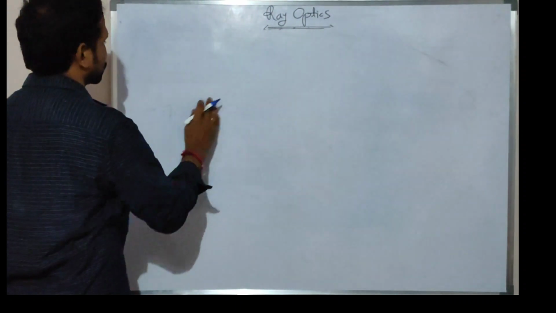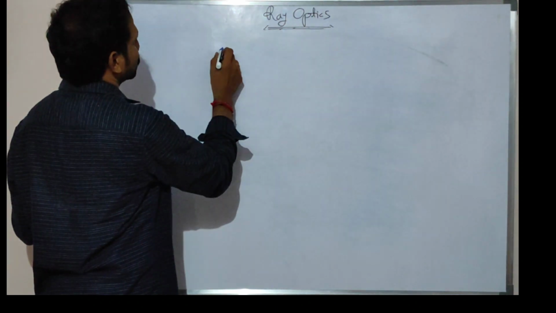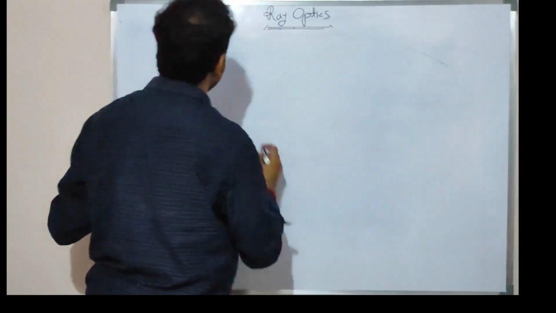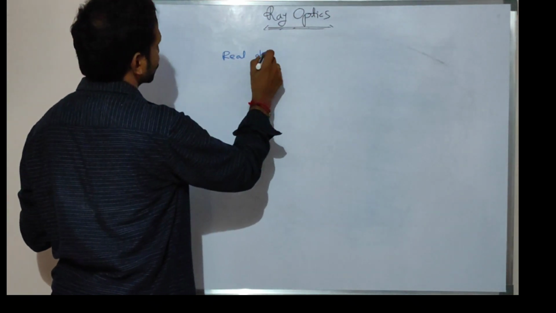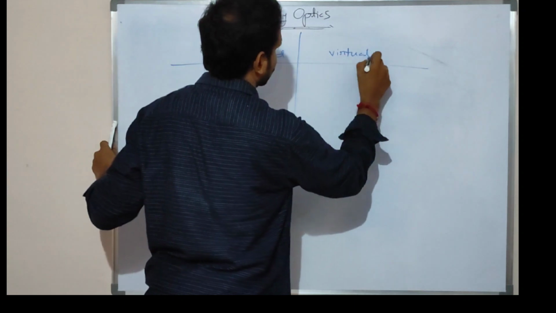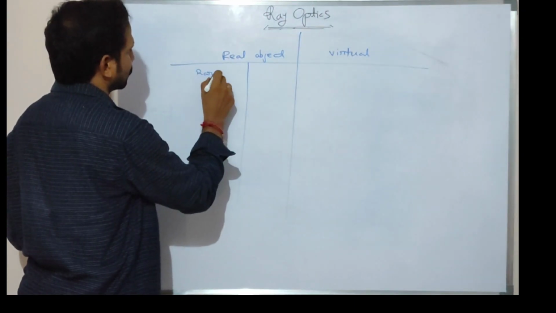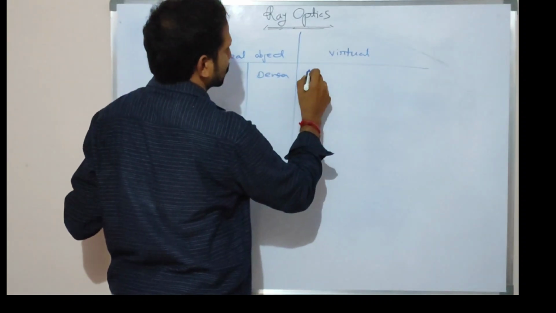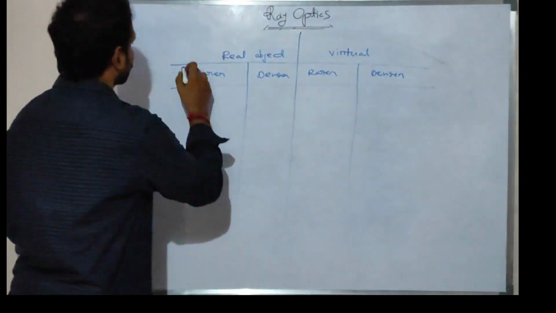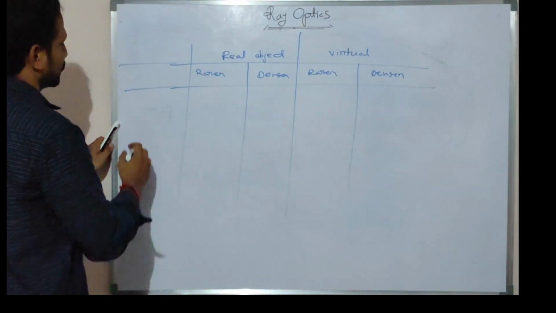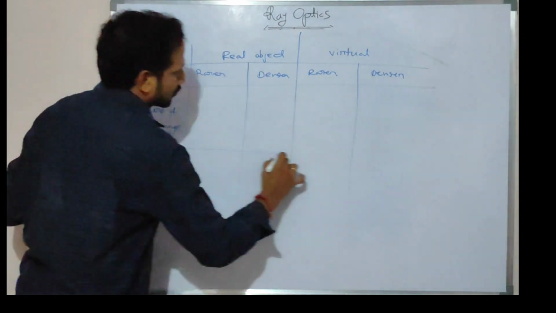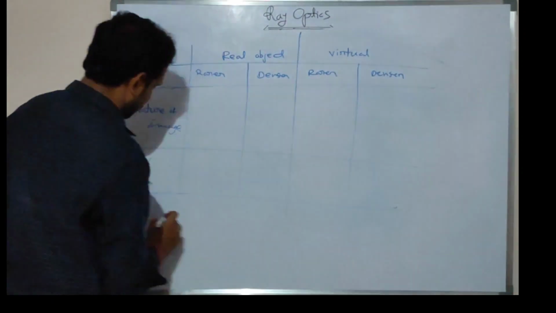So we'll consider the remaining two also, like a shortcut I can give you. This is going to be real object in denser medium, and of course virtual object in denser medium. There are two possibilities for this. What we are going to examine here, first of all, is the nature of the image, then the image distance, and after that the shift.